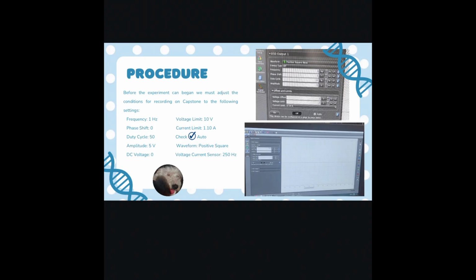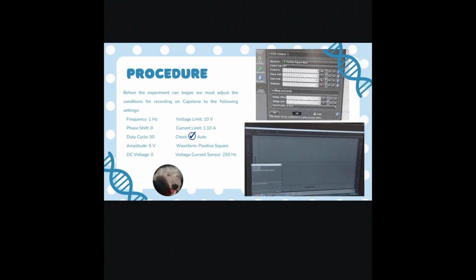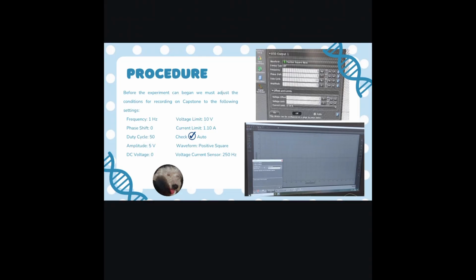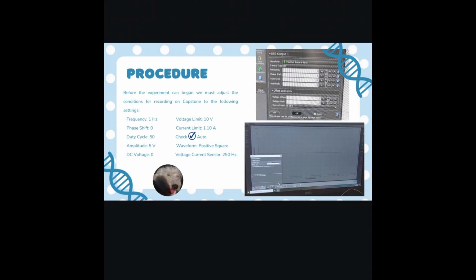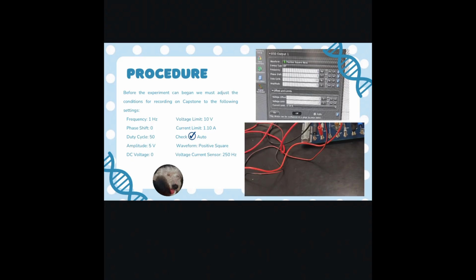Before the experiment can begin, we must adjust the conditions for recording on Capstone to the following settings. In the top right corner, you can see the interface for where the settings should be adjusted, and at the bottom you can see what it looks like and how to navigate to those settings. So what we must do is set the frequency to 1 Hz, the phase shift to 0, the duty cycle to 50, the amplitude to 5 volts, the DC voltage to 0, the voltage limit to 10 volts, the current limit to 1.1 amps, check positive for auto, waveform set to positive square, and the voltage current sensor to 250 Hz.